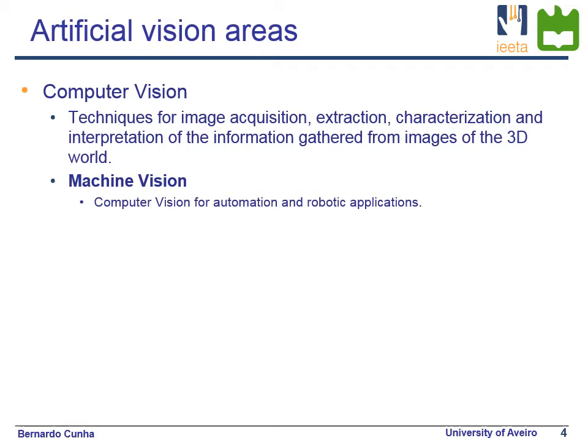Another way of defining artificial vision would be to define three different levels from the core that we normally call computer vision, moving outwards in terms of different levels of abstraction. So computer vision, as we already defined, basically defines the techniques for image acquisition, extraction, characterization, and interpretation of information that can be gathered from images of the 3D world, that is the surrounding world. When we talk about computer vision for automation and robotic applications, it's quite common to call it machine vision.